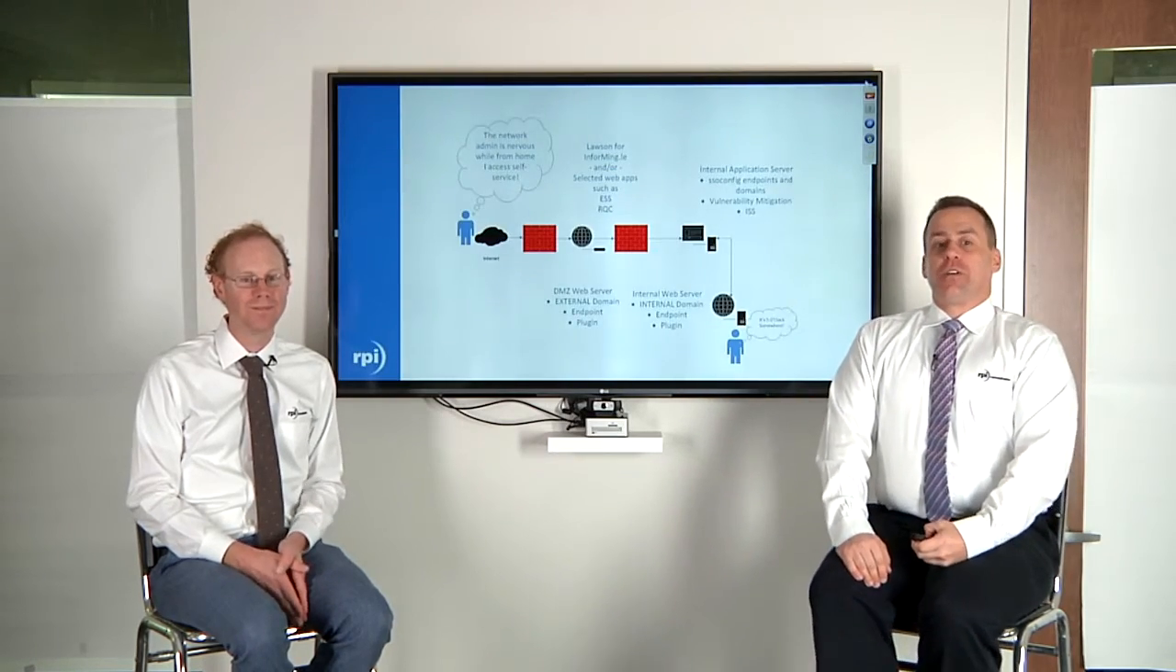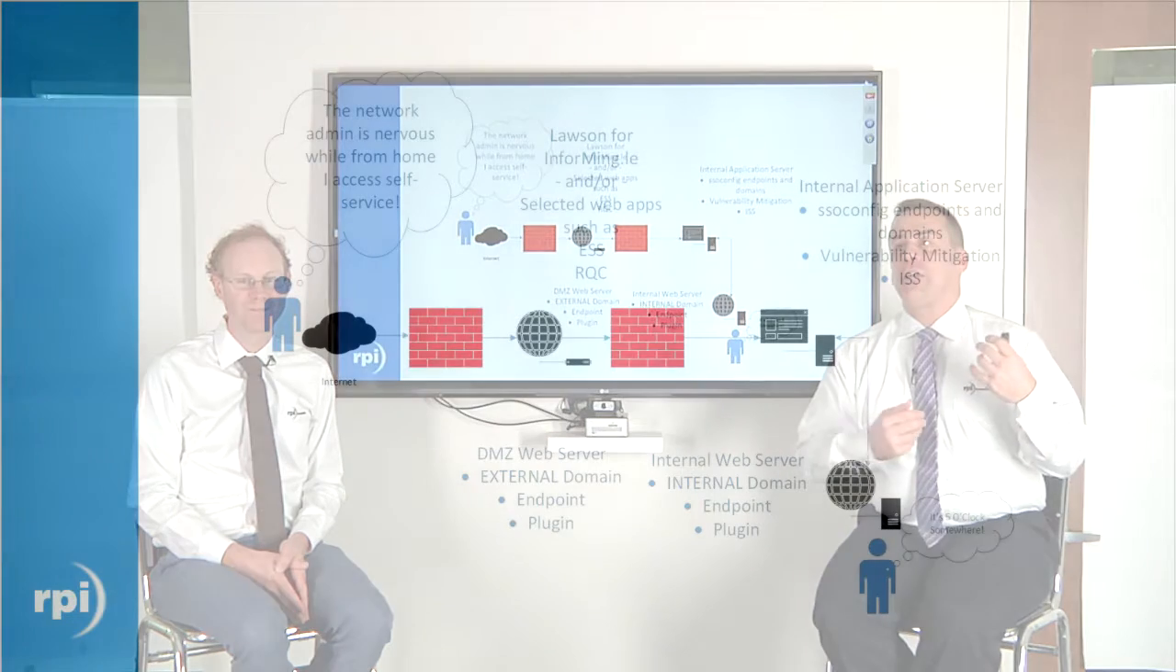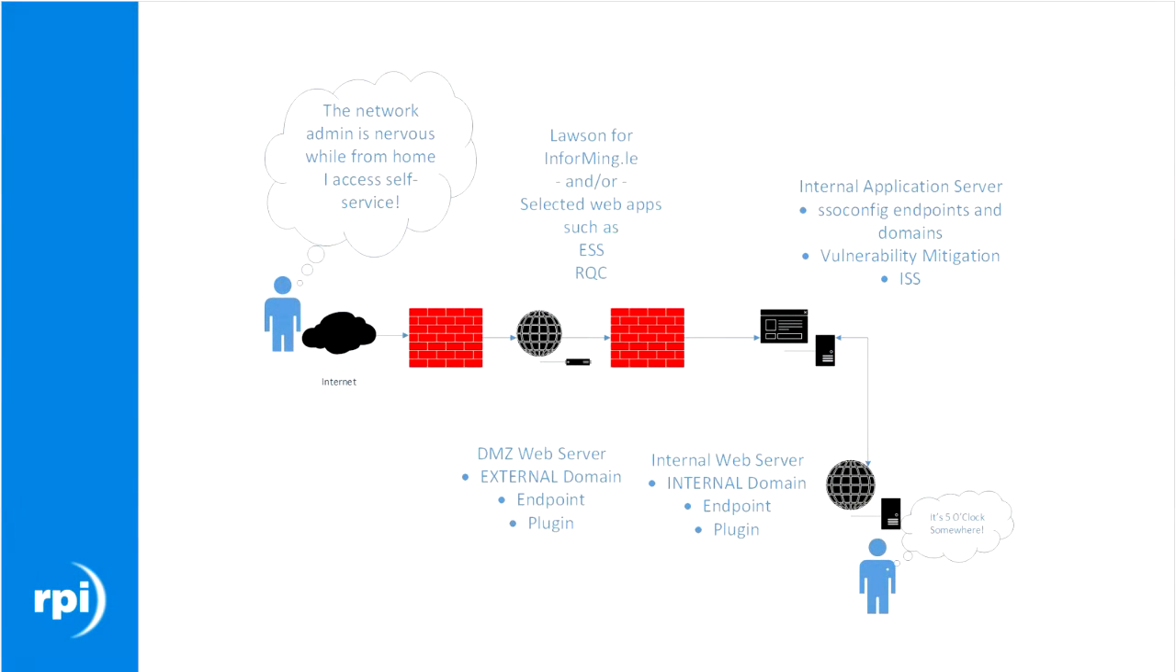In this diagram, you can see a brief display of how we need to set everything up to enable our ESS from home. We have to have a web server published out into the DMZ. We're going to have to set up an external domain and an external endpoint, and then also publish our WebSphere plugin to that external web server. All communication then goes back into the internal application server to render our content.